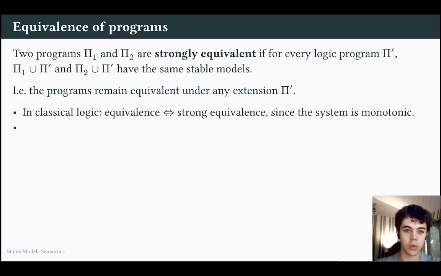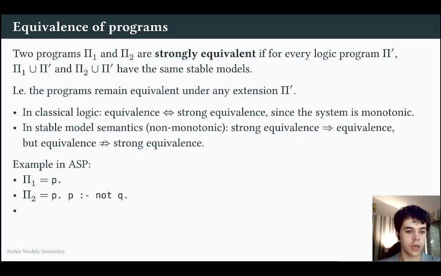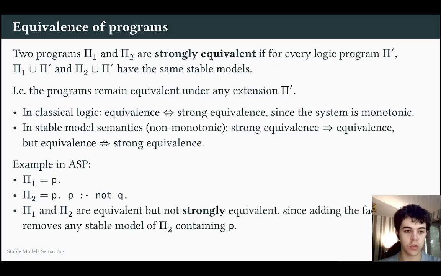In classical logic, equivalence is the same as strong equivalence, or equivalence if and only if strong equivalence, since the system is monotonic. In stable model semantics, since it is a non-monotonic system, strong equivalence implies equivalence, but not the other way around. An example in ASP is the program that we had on the previous slide. These two programs are equivalent, but not strongly equivalent, since adding the fact Q removes any stable model of pi2 containing P.